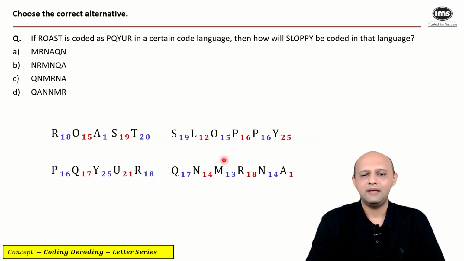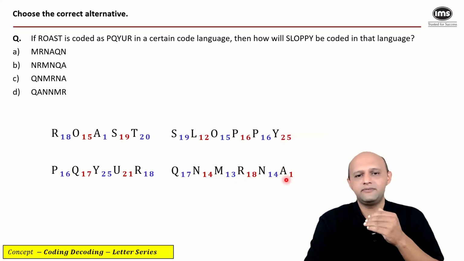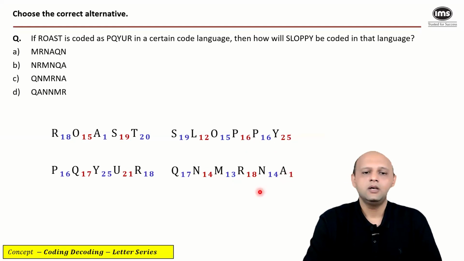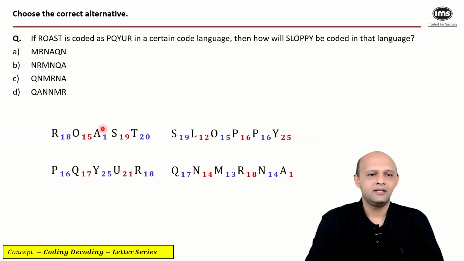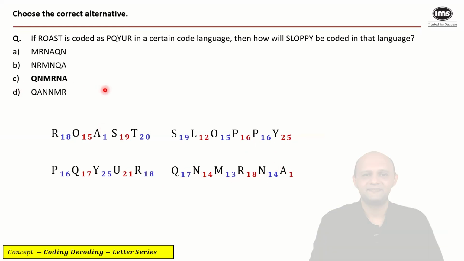So Q, M, and N would be the first, third, and the fifth place. L would become N, which is 12 to 14. 16 to 18, P becoming R, and Y would become A, which is 25, 26, 1. Okay, so what's the final answer? Q, N, M, R, N, A. So what would be the answer here? The answer would be option C.